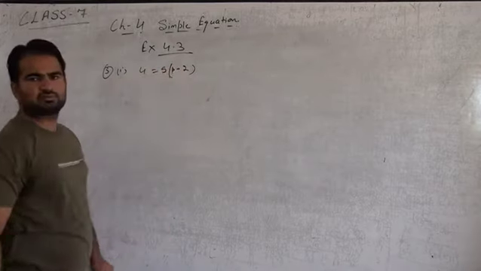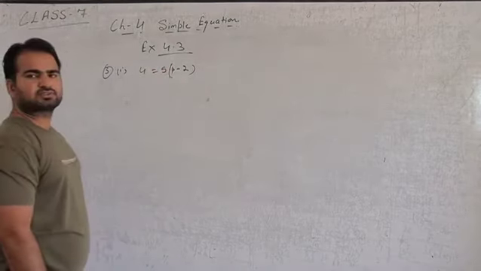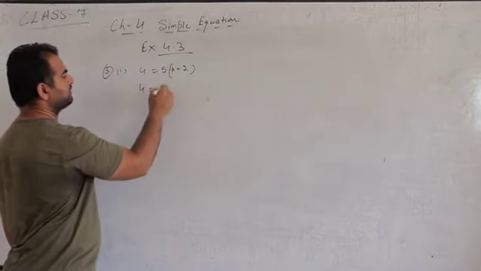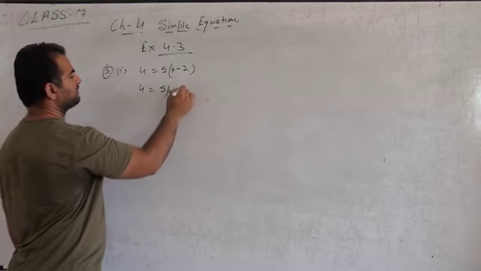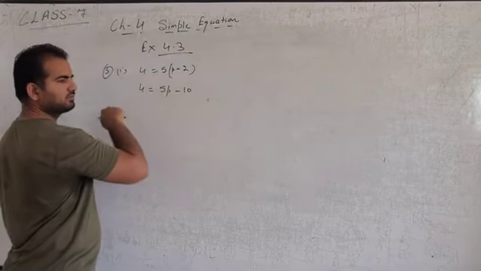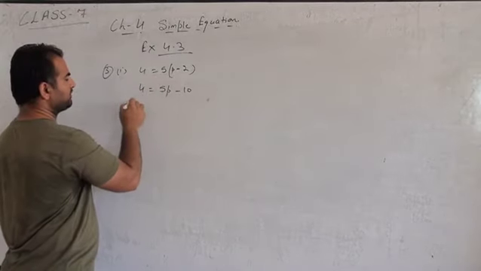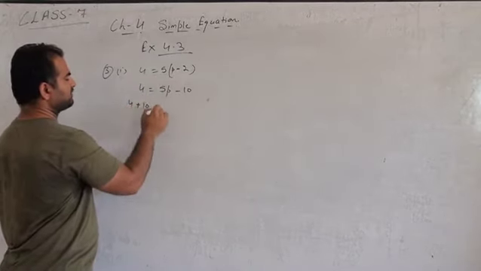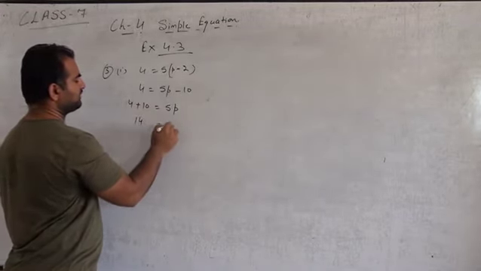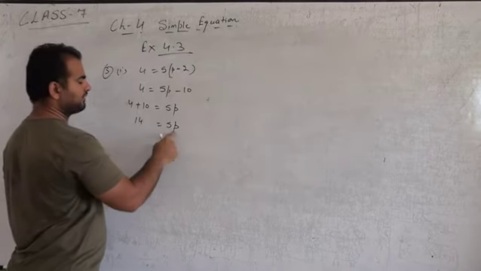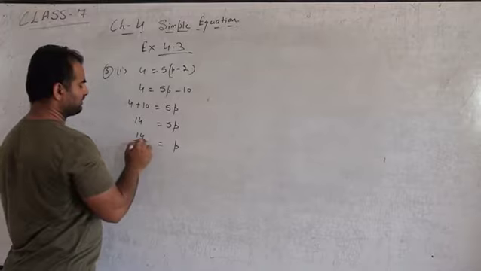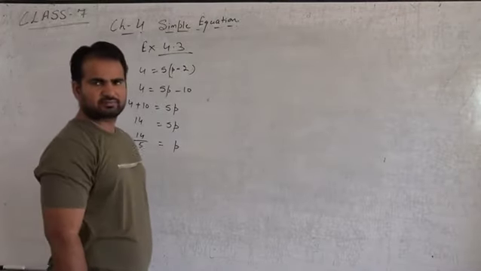Okay. So what we have to do is, first of all, open the bracket. So it will be 4 equals 5 into p will be 5p, and 5 into 2 it will be 10. So we have to first transfer this 10 to the other side. So it will be 4 plus 10 equals 5p. So 10 plus 4 will be 14 equals 5p, and we have to find the variable p. So p equals 14 by 5. This is the final answer.